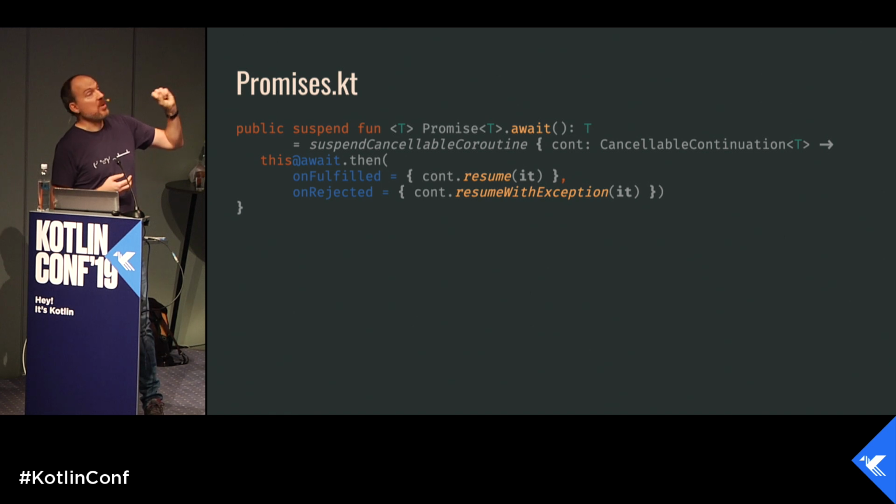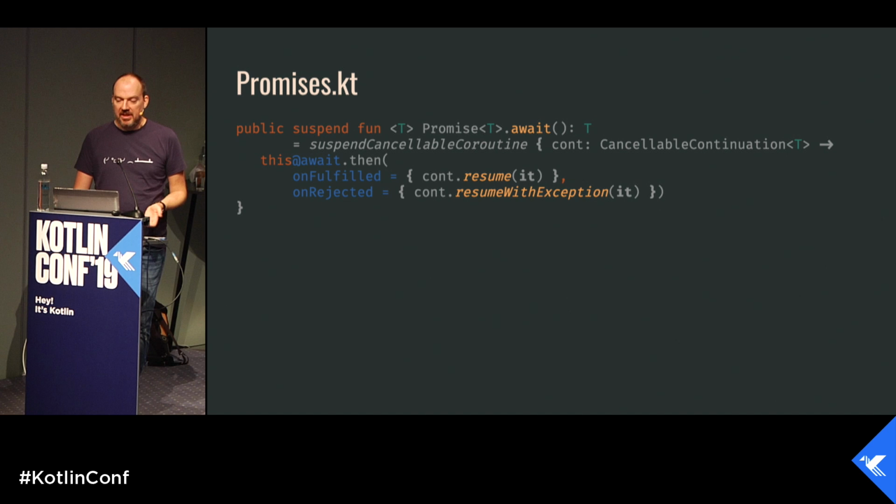It's basically a suspendCancellableCoroutine that takes a continuation. So if you're unfamiliar with coroutines, there are many great talks about that. But when we get the fulfilled call, we call continuation resume. And if something goes wrong, resume with exception. So it basically wraps the promise API in a nice way like this.